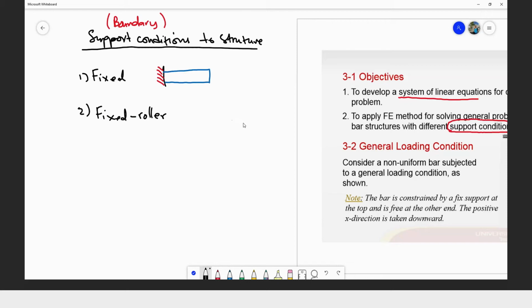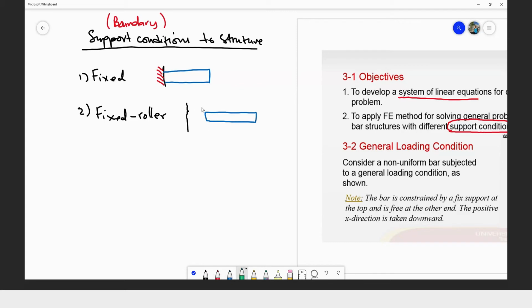Boleh ke fixed roller? Tak pernah dengar. Okay, fixed roller, it will be something like this. Assuming this is kita punya wall ataupun floor. Okay. And then this is our structure. Okay, ni kita punya structure.